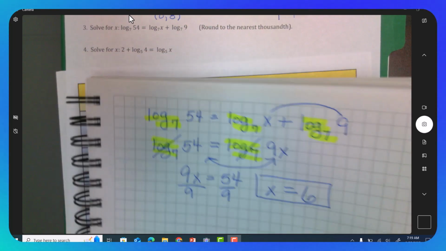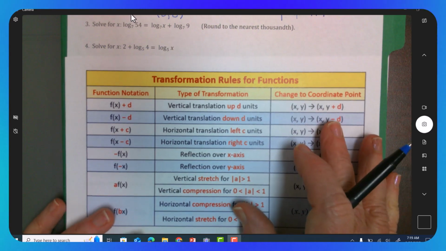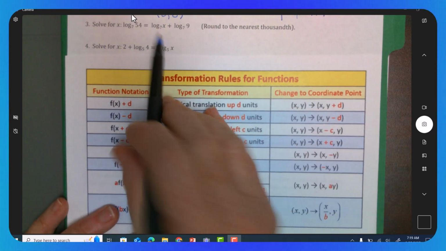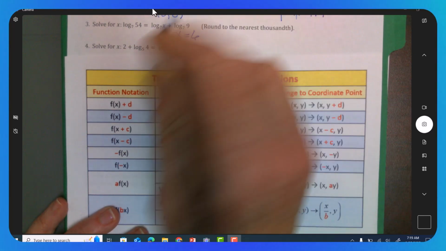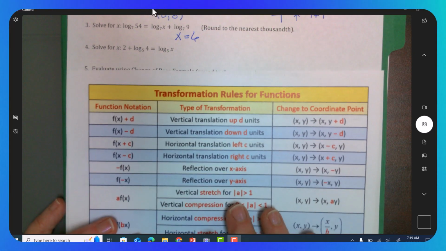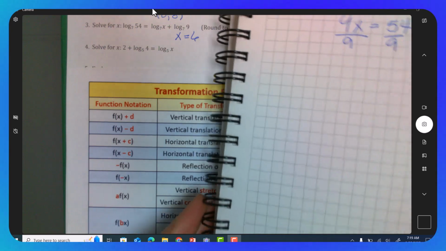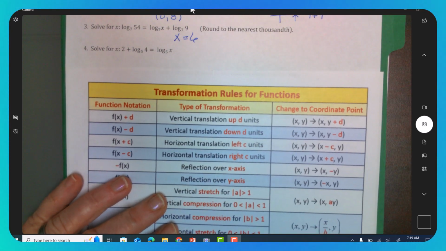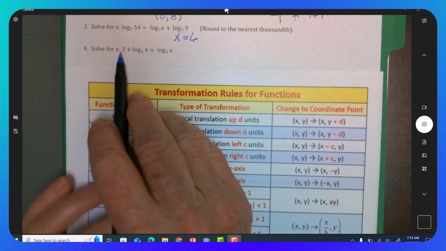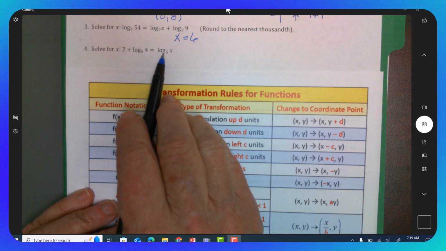All right, let's move on to question number 4. Go ahead and put down that question 3 was x is equal to 6. Question number 4, solve for x in the following equation. So again, let's write that down. Maybe I have enough room here. Let me try. Okay. 2 plus log base 5, 4 equals log base 5, x.